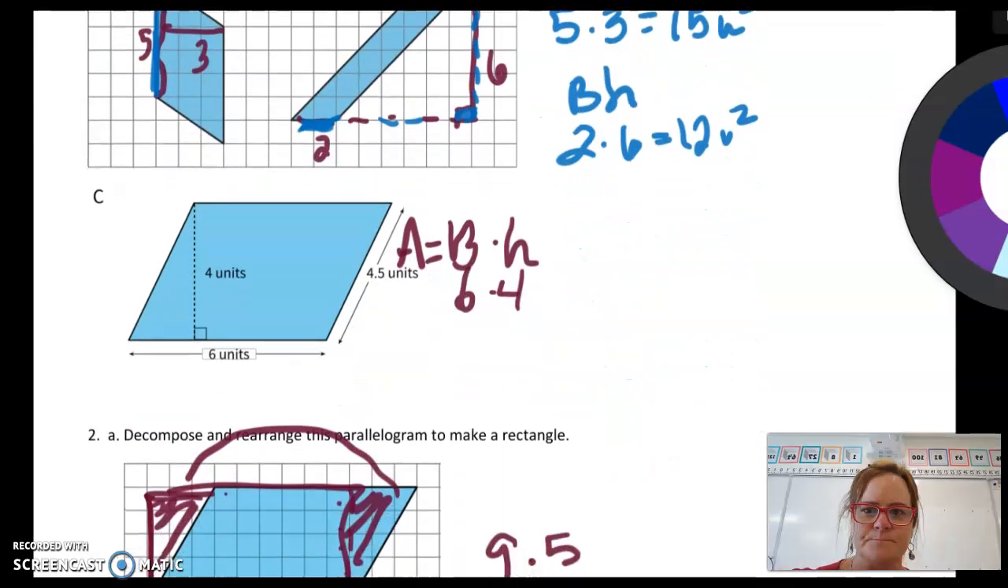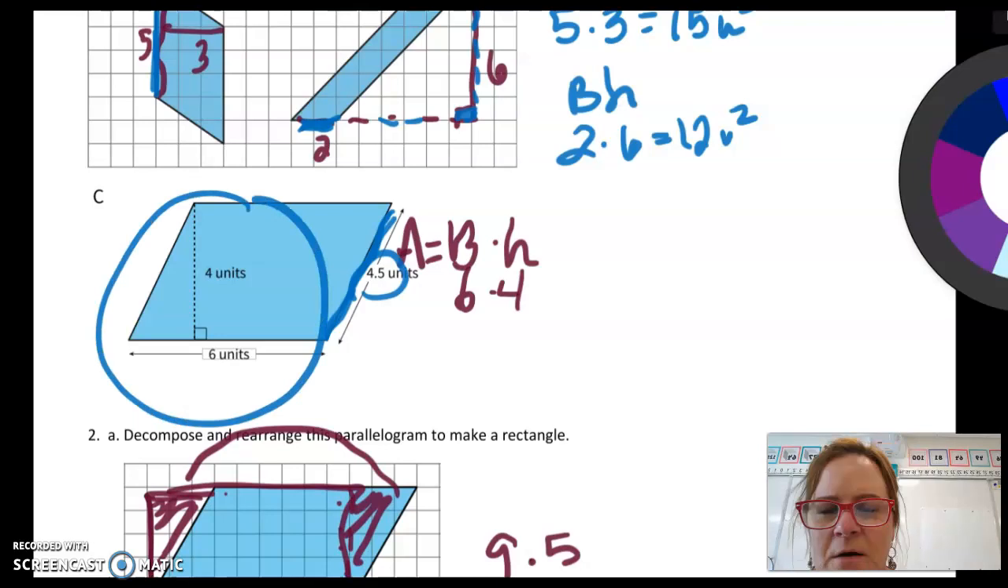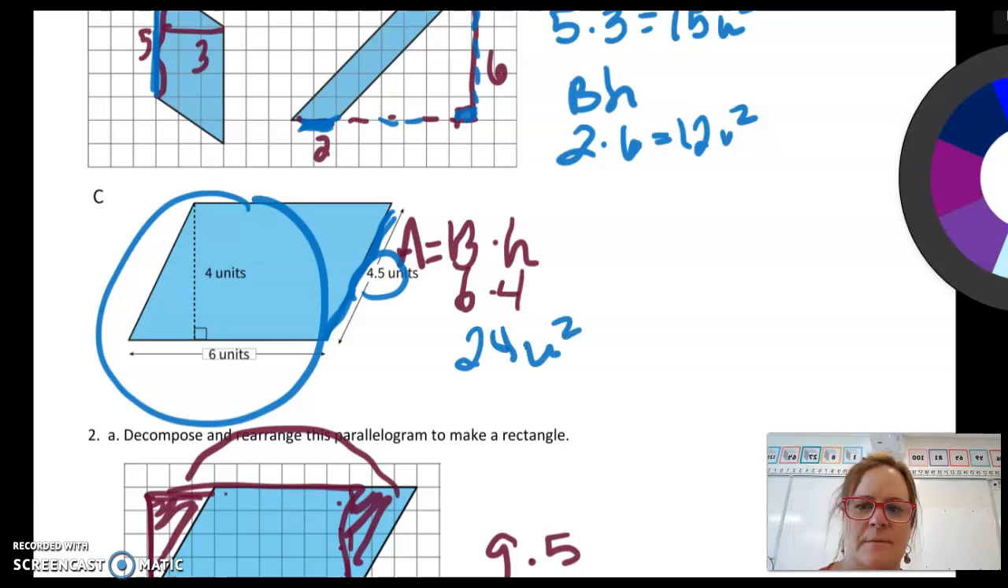All right, let's go to C. C has some nice measurements given to us. I want you to notice this measurement right here, 4.5 units for this side of the parallelogram. I don't want to use that in this case because I need a base height pair that are perpendicular to one another. So I'm going to use this pair, the base of 6 and the height of 4, and that gives me an area of 24 square units.